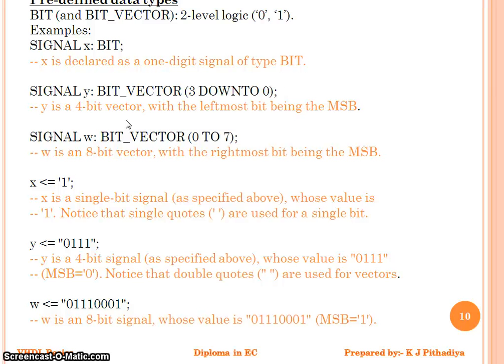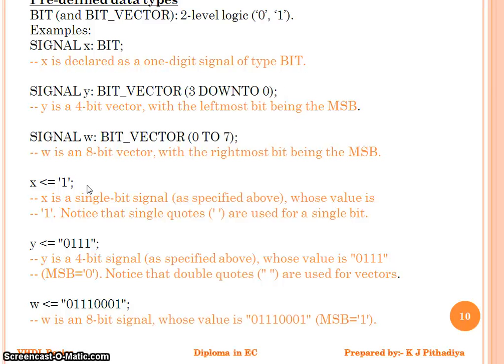Next is X. We are assigning the value 1 to X, that is a 1-bit value. X is a single bit signal, as we have already defined X as a bit. So here we are assigning 1 to X. X is a single bit signal whose value is single quoted 1. Notice that the single quote is used for a single bit. Whenever you have more than one bit, you have to define it within double quotes.